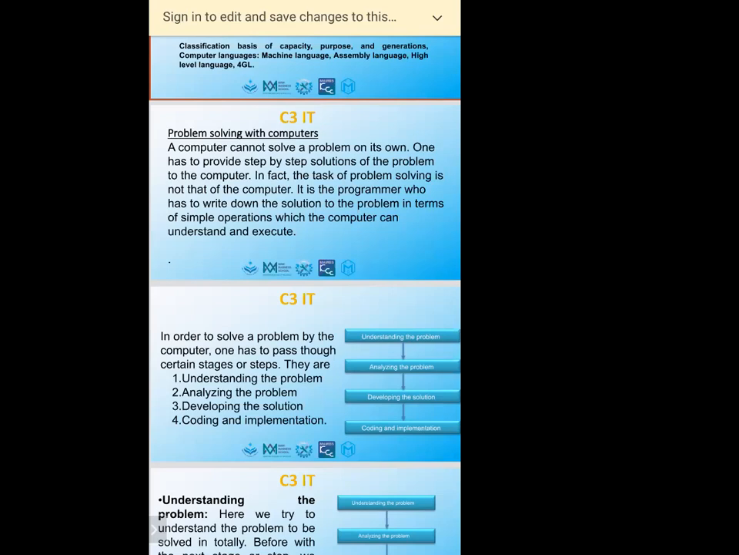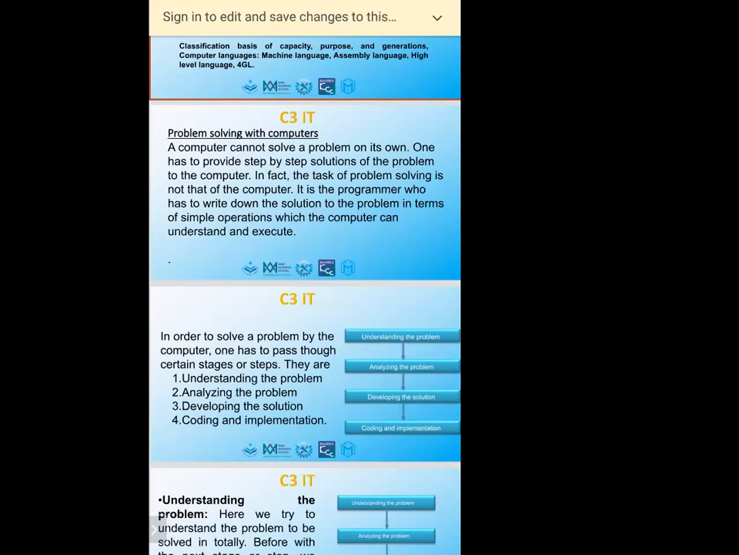So one has to provide the step-by-step solutions for the problem to the computer. Someone has to give the step-by-step instructions, in other words, the step-by-step solutions to how we solve the problems. That someone is a programmer.